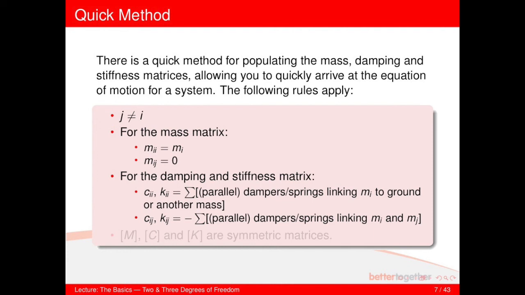For the off diagonals, what you do is you take the minus sum of all the springs and dampers connecting mass i to mass j. So if we had a 2 degree of freedom system, C12 and K12 is minus the sum of the springs and dampers connecting those two masses together. If you have a 3 degree of freedom system, then obviously you've got 1,3 and 3,1 and 2,3 and 3,2, and they will also be the same thing. So if I had a 3 degree of freedom system and I'm looking at the spring connecting mass 2 to mass 3, then obviously this would be K23, so second row, third column, and that links mass 2 to mass 3.